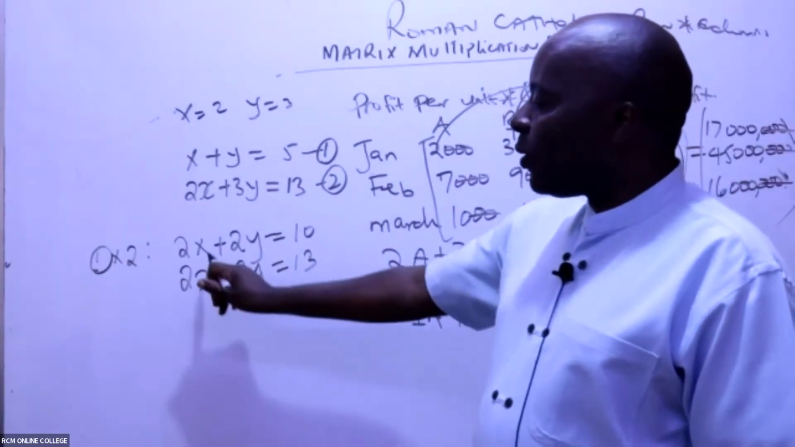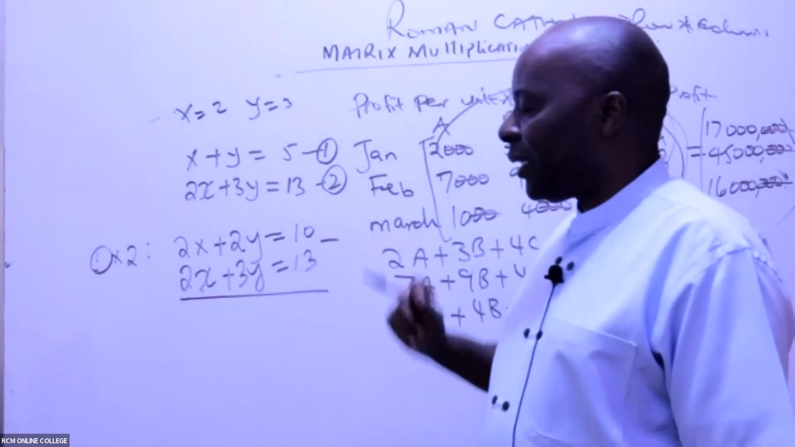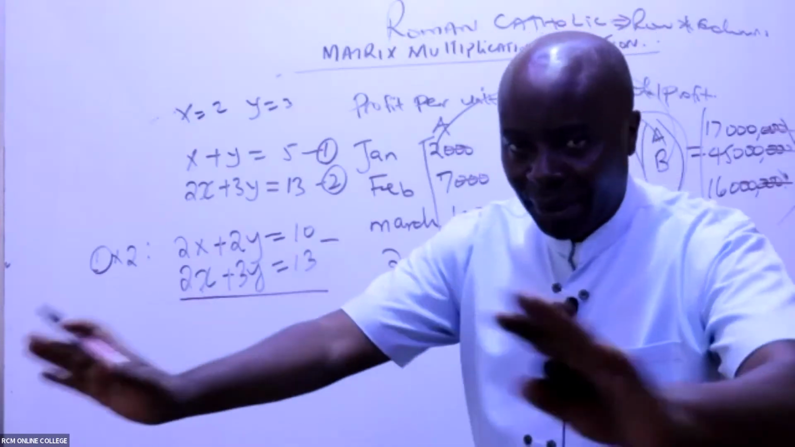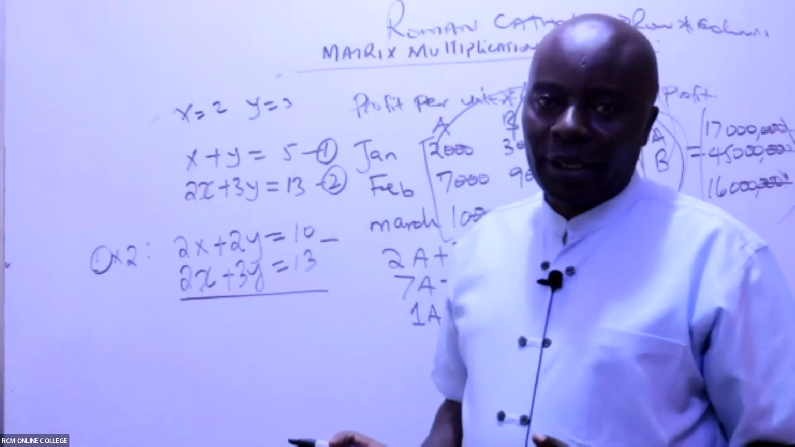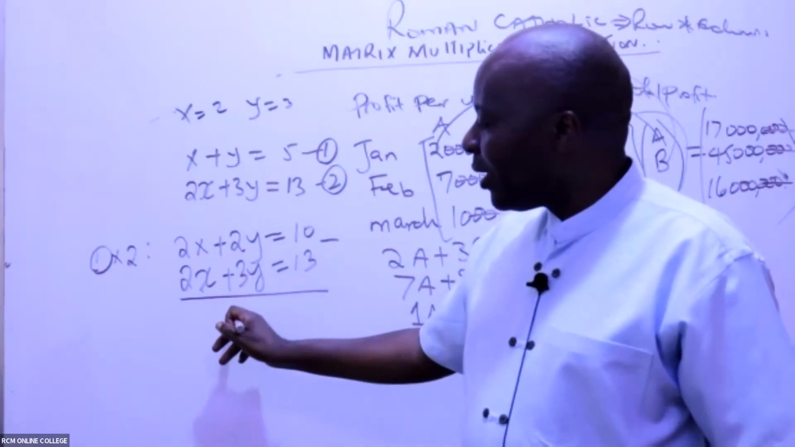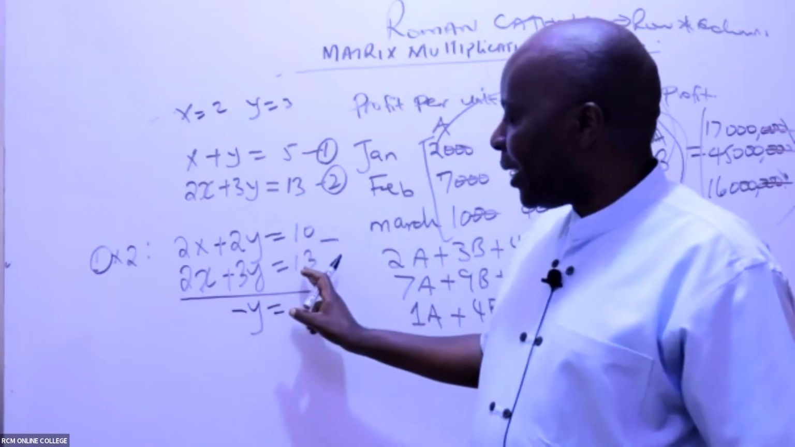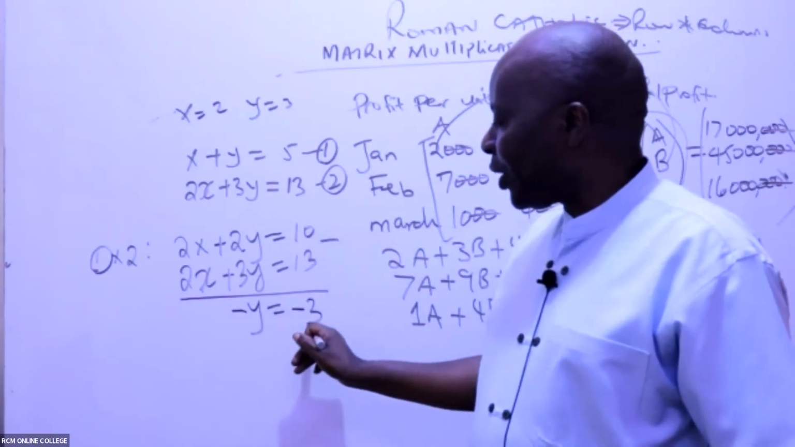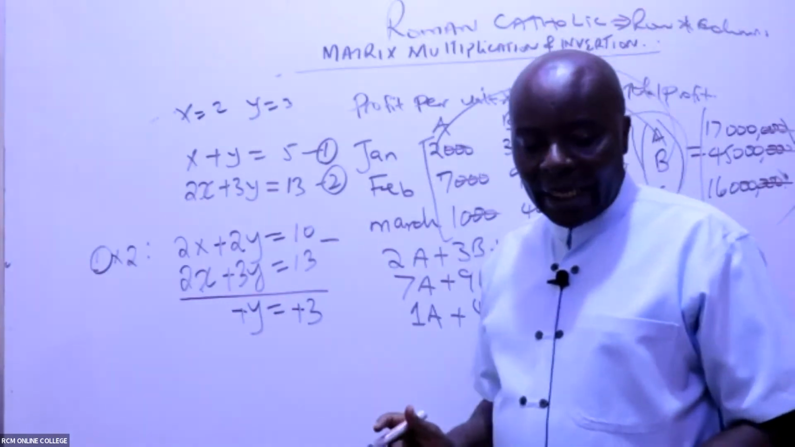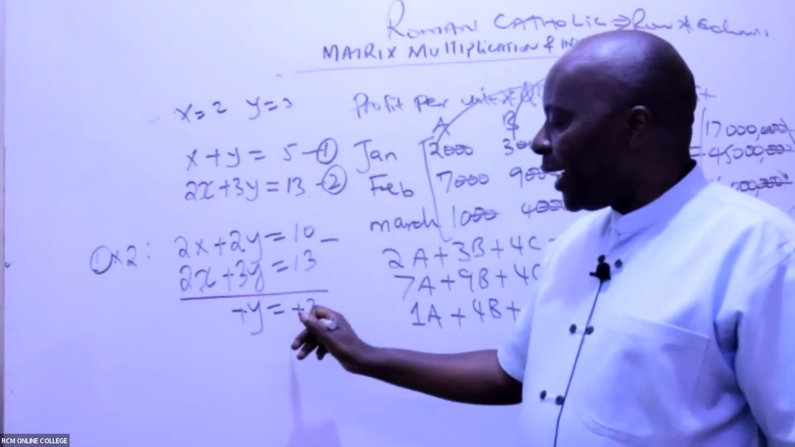Now, because x and x are the same, we can eliminate. So when I eliminate, this and this disappear. That is what we wanted, to eliminate x. 2y minus 3y gives me minus y, equals 10 minus 13, which gives me minus 3. So minus and minus disappear, meaning that the answer to y is 3.